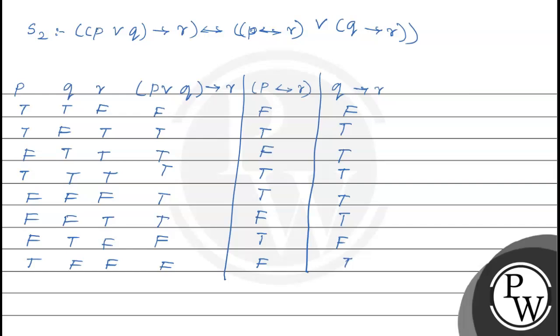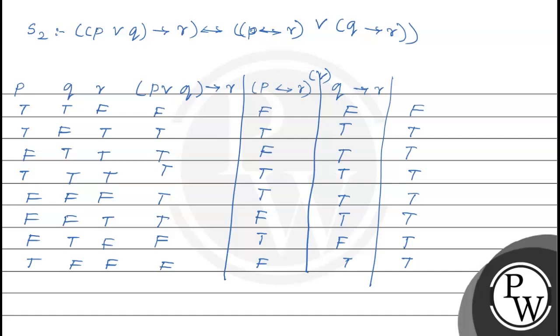So now we will take the disjunction of P if and only if R and Q implies R. So on taking disjunction, when both are false the truth value will be false. In all remaining cases it will be true. So this is what we got on taking the disjunction.